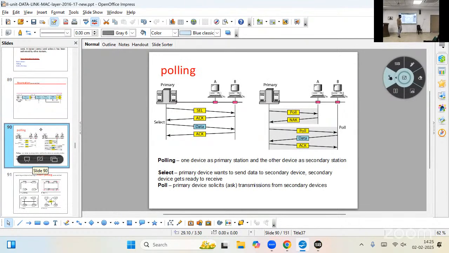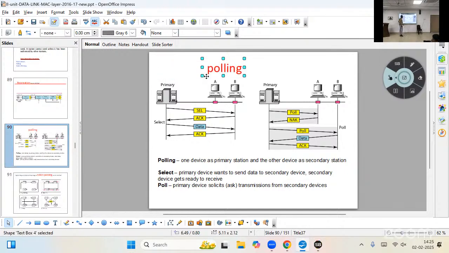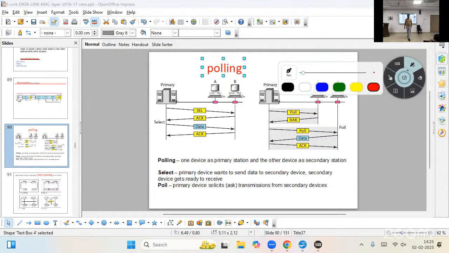Second one is polling. So polling means what? What is the meaning of that polling? Anyone? Class? No, చెప్పమ్మా.